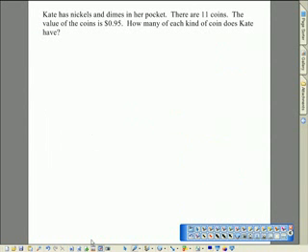Kate has nickels and dimes in her pocket. There are 11 coins. The coins' value is 95 cents. How many of each kind does Kate have? Well, this is also a system, and we're going to use this.